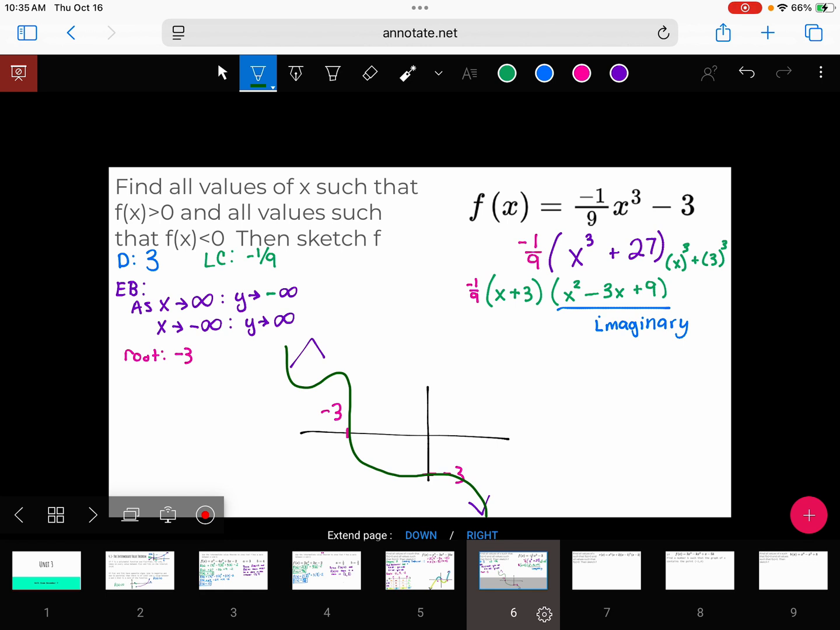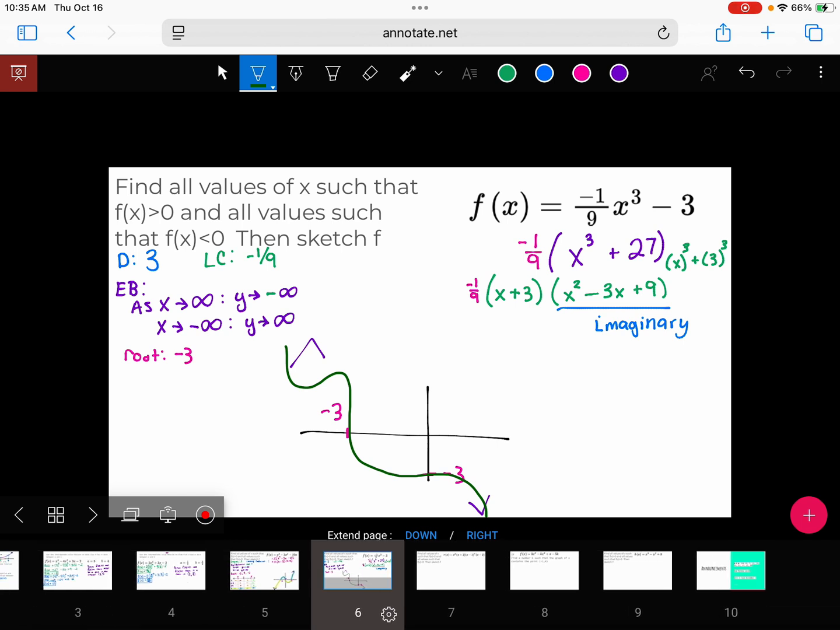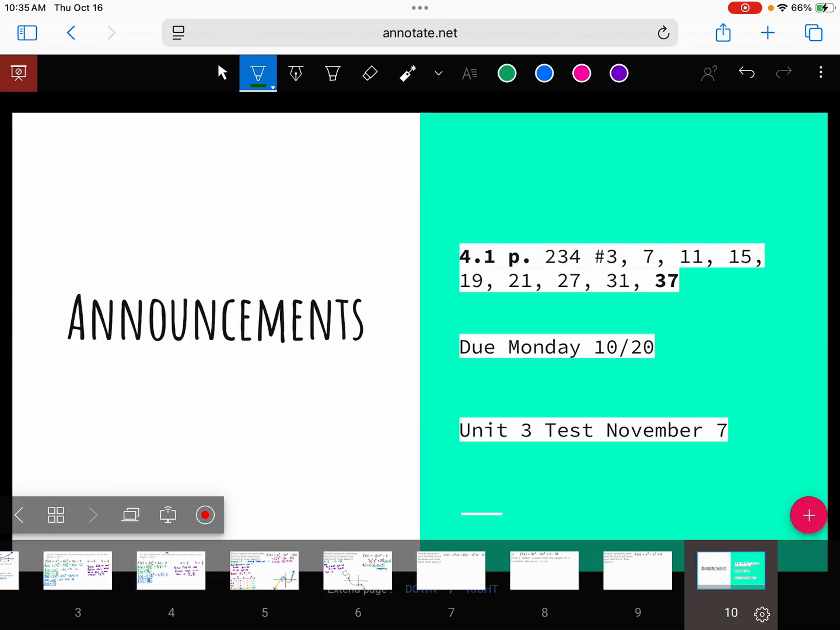Tomorrow we'll do a couple more problems from section 4.1. So here are the homework problems for 4.1. We are going to keep working with it tomorrow. There's one other kind of question that we haven't really seen, like number 37. We'll talk about one like that tomorrow. But you guys could do a good chunk of it, and we'll practice it again tomorrow. Okay?